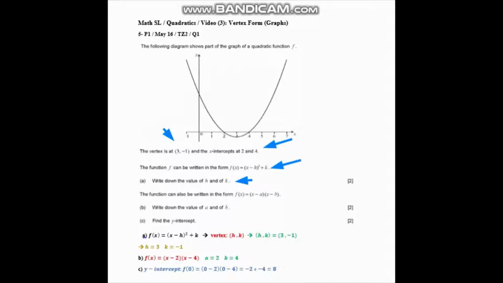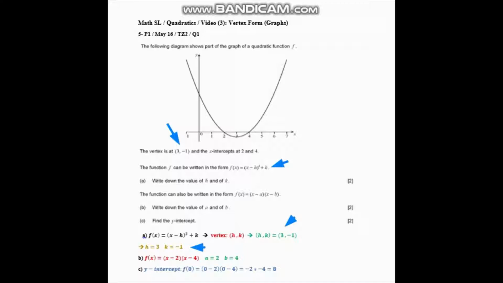And we know that in vertex form, the vertex exists at h, k. If the function looks like this, as an equation, then the vertex of the function or the parabola lies at point h, k. So since the vertex lies at 3, -1, hence h is 3 and k is -1. So there is your answer to A.